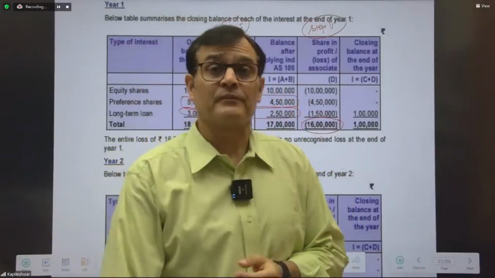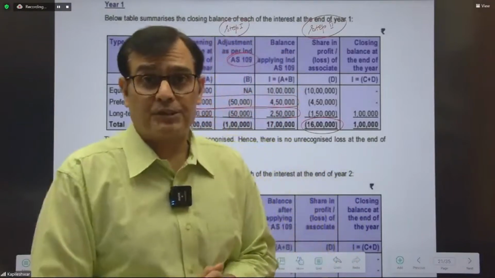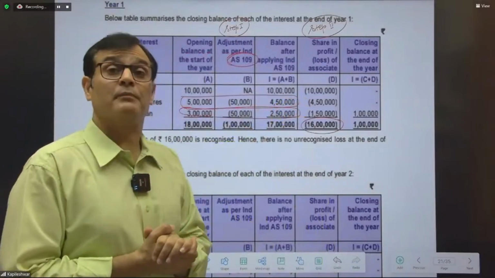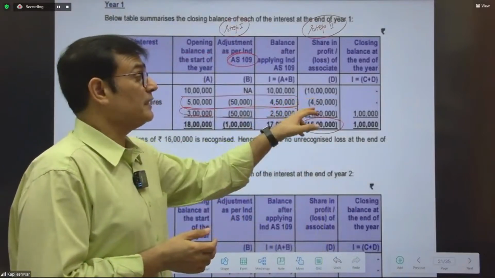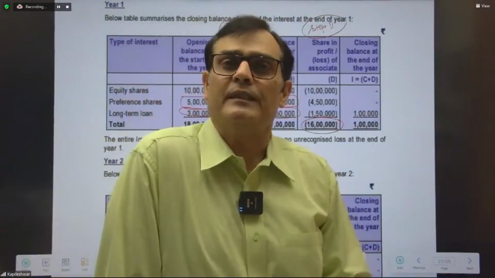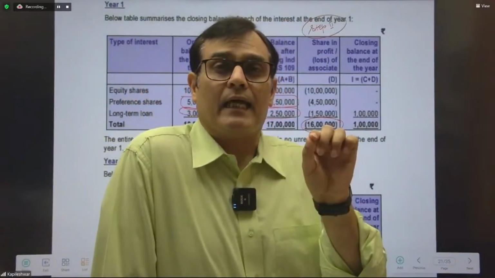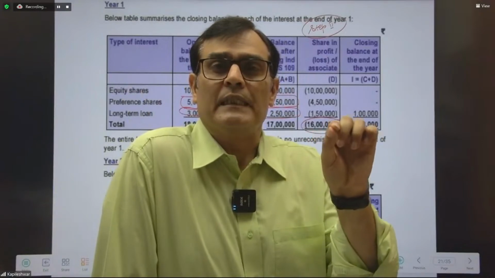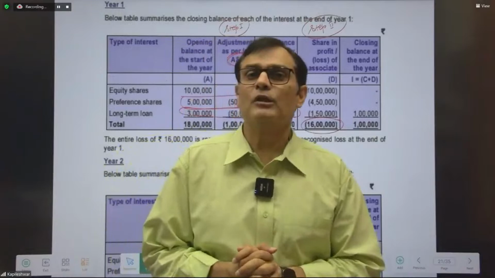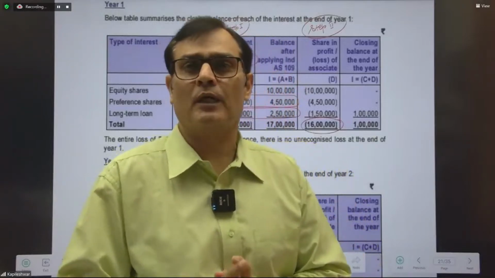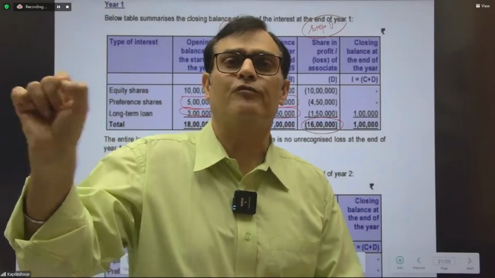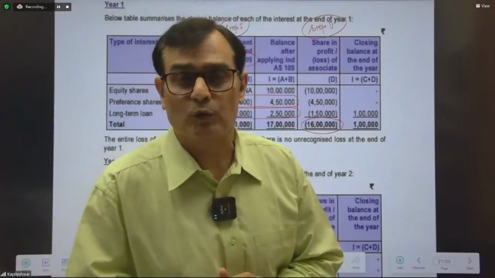Now, let me tell you, if it was a case where no other long-term interest was held, I would reduce the equity investment by 10 lakh and I would give a note in the notes to accounts that 6 lakh is the carried forward loss. I'll give a note that the 6 lakh share in losses cannot be accounted for. It will be carried forward in the notes.